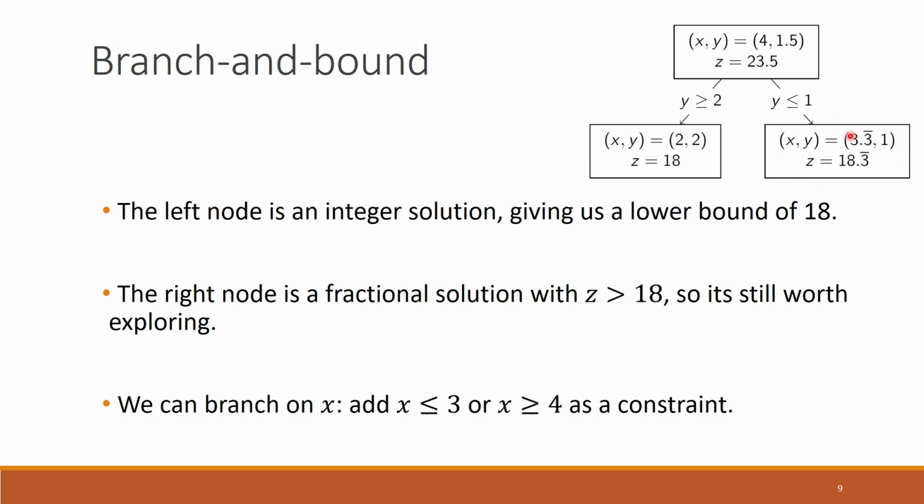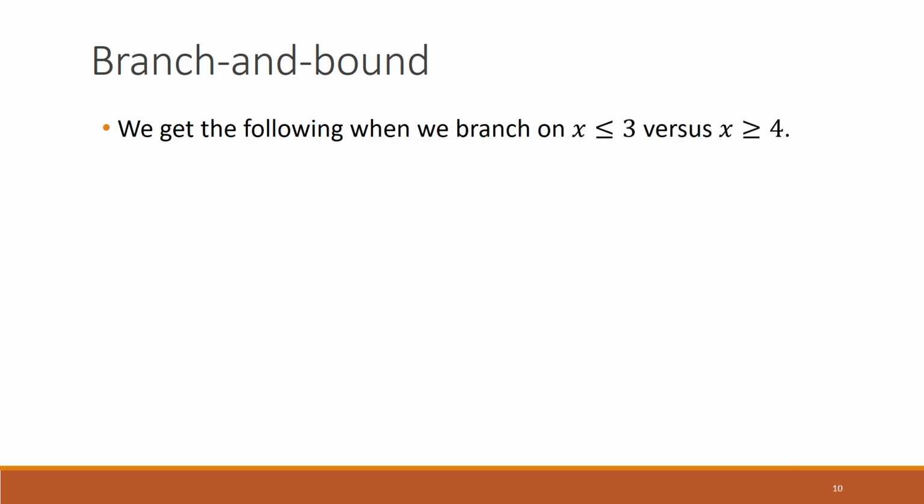Since we have this solution 3.33 here, which is not an integer solution, we will now create two branches. One is x less than or equal to 3 and the other is x greater than or equal to 4. So we will branch further below this node. Let us see what we get when we branch on x less than or equal to 3.